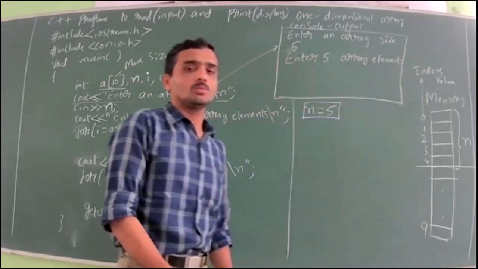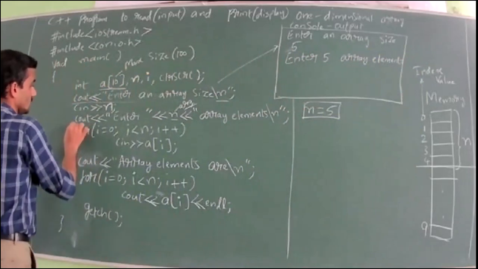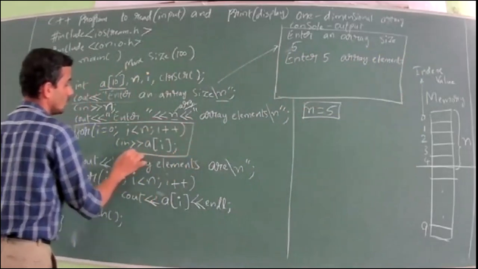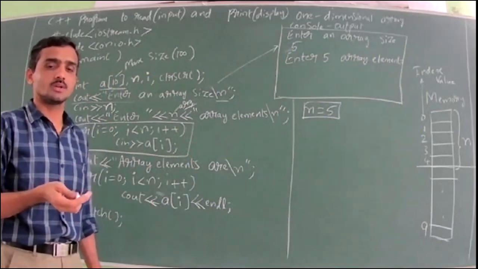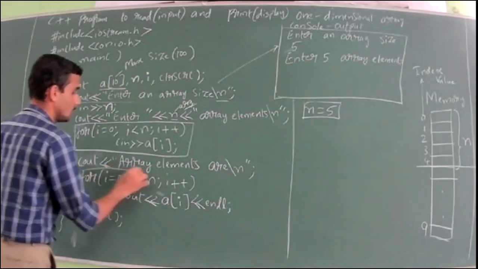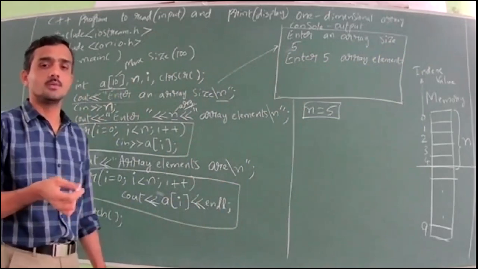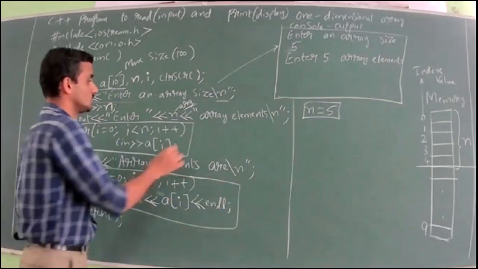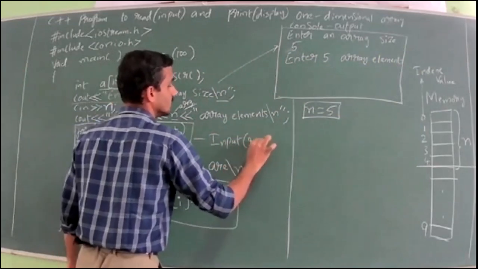Now see, we have two sets of code. One set of code is to accept the values for an array, and it will store them in the computer memory. Another set of code is to print the values of an array, whatever is present inside the memory locations. So this code is for input. Input is nothing but read.